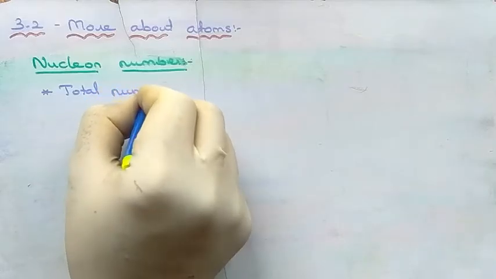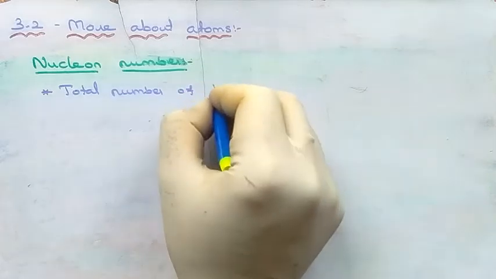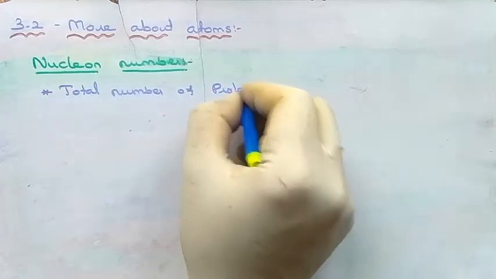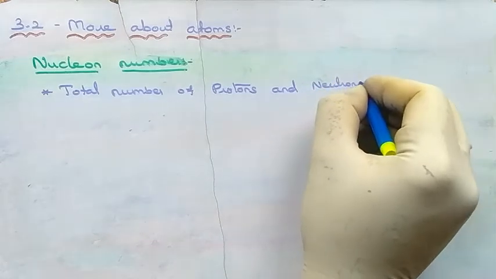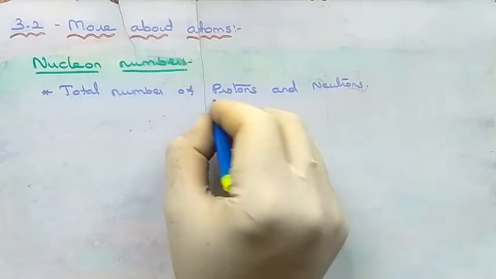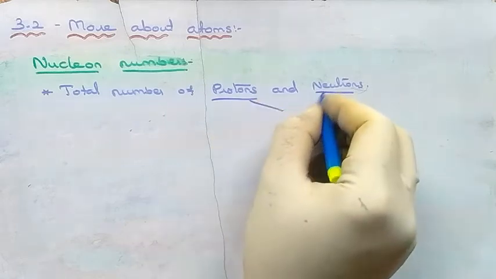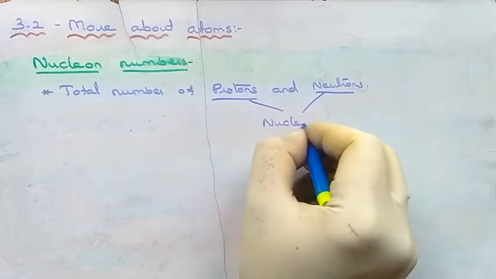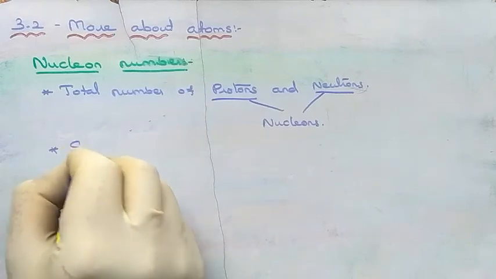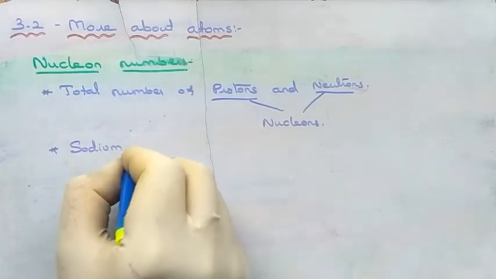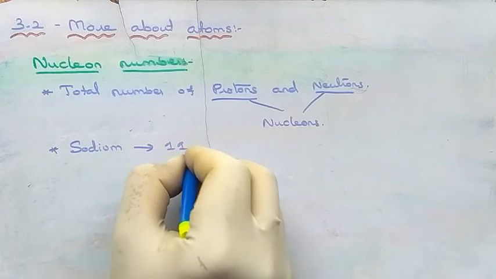Next we are going to see what is nucleon number and how it can be calculated. The total number of protons and neutrons in an atom is called the nucleon number. As we know already, protons and neutrons are present inside the nucleus, due to that they are called nucleons. So the total number of protons and neutrons is called the nucleon number.